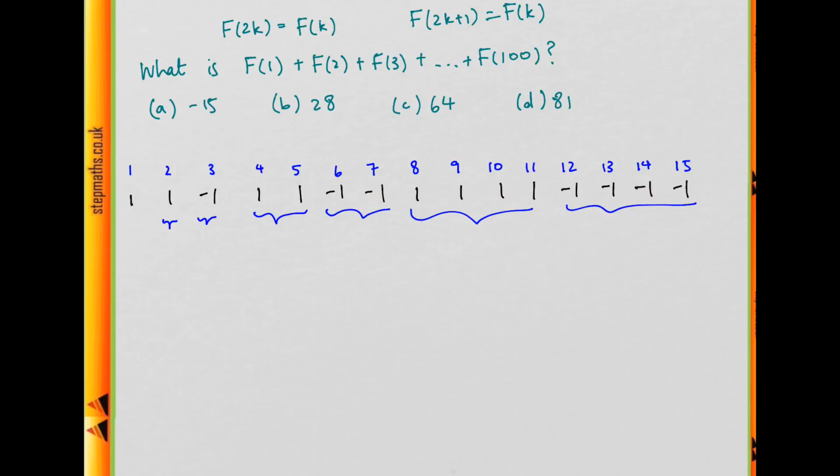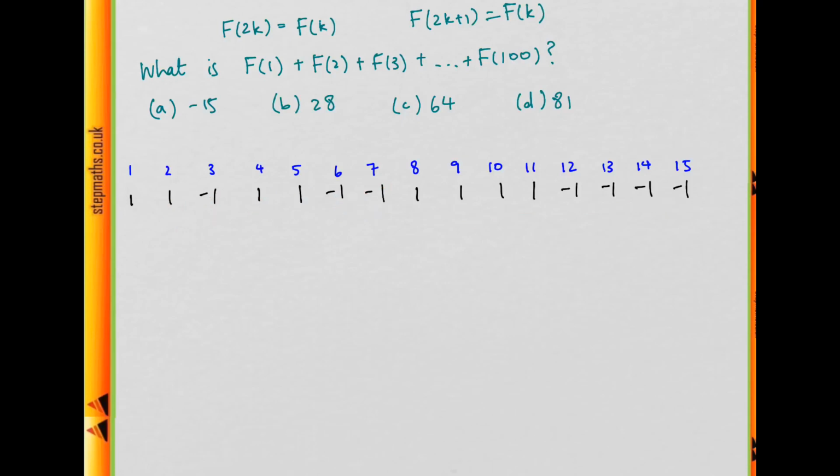So when we add up f of 1 plus f of 2 and so on, f of 2 and f of 3 cancel, and f of 4 and 5 cancel with 6 and 7. So we're going to get these terms cancelling too. The only terms we have to add up are the 1 from f of 1 here, and also any ones or minus ones we might have at the end that haven't cancelled. So how many ones and minus ones would there be at the end?